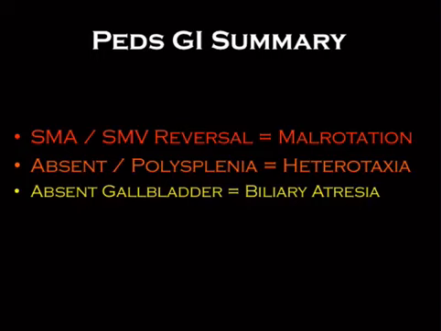So just as a summary, SMA, SMV reversal, malrotation. Absent spleen or polysplenia, heterotaxia. And remember that asplenia is more commonly associated with cyanotic heart disease. Absent gallbladder, biliary atresia.